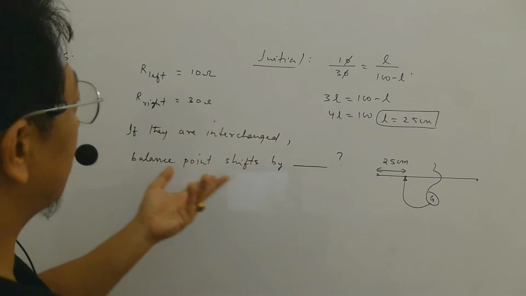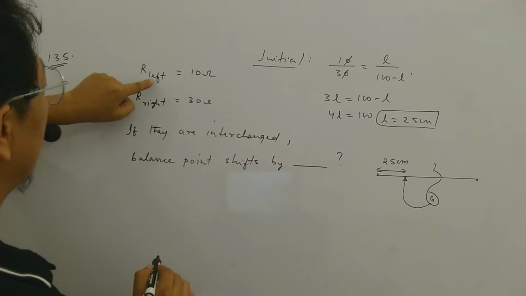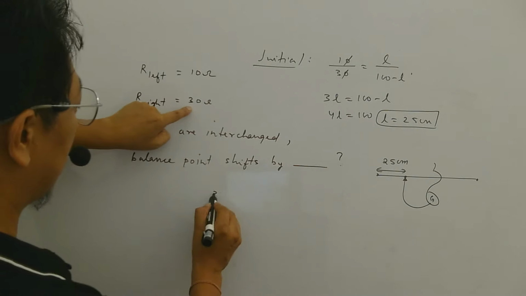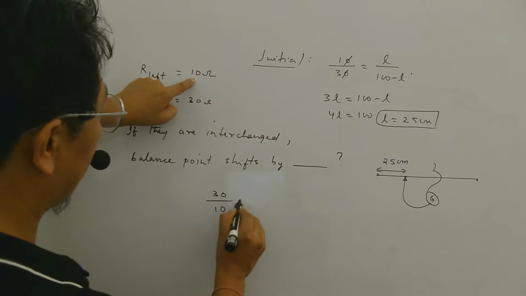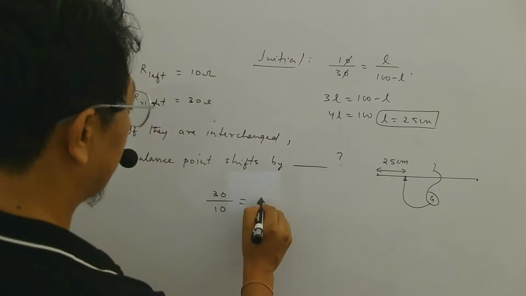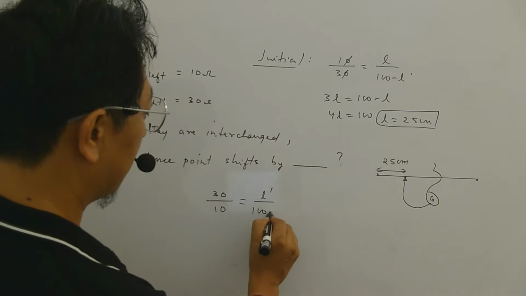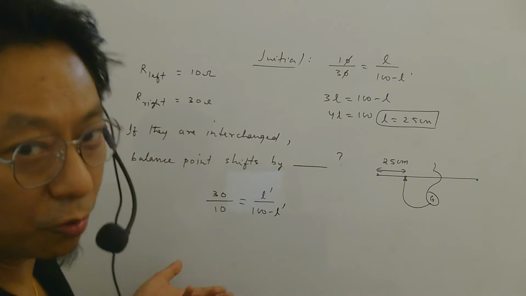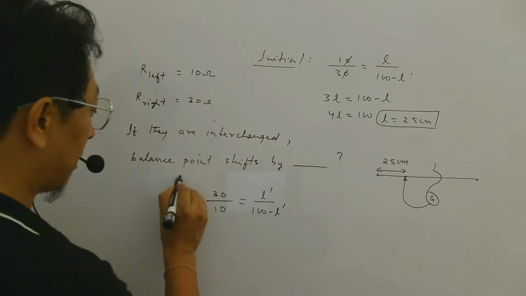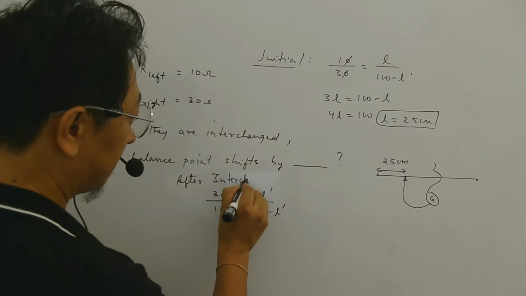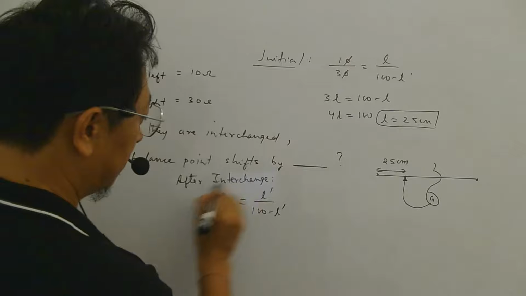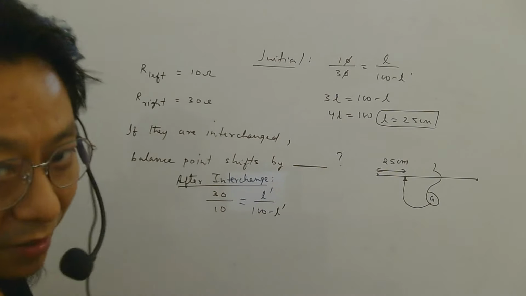Now they are interchanged. So if you interchange, this will now be the resistance in the left gap, and the resistance in the right gap will be 10, the other way around. So this will be L dash by 100 minus L dash. The new balance length will come. So this is after interchanging the resistance in the left gap and right gap.